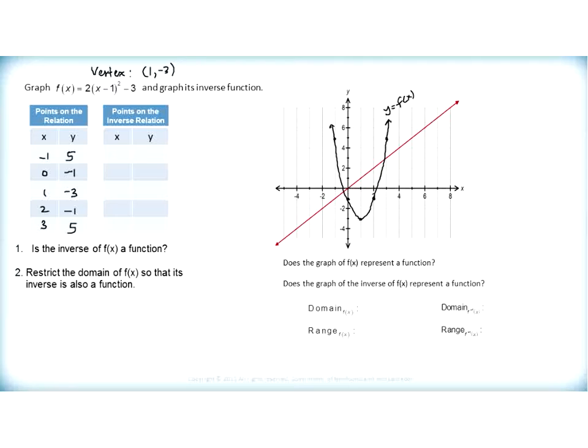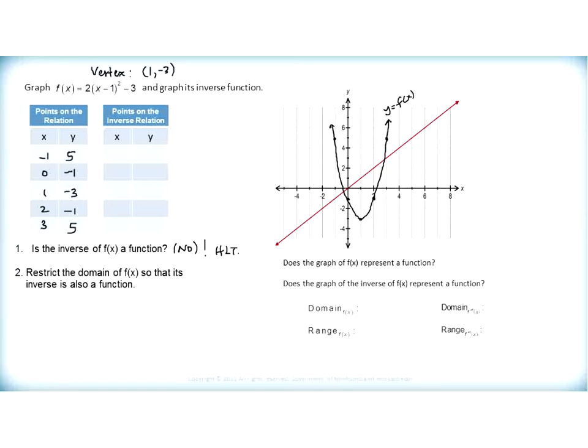Okay, let's answer some questions here. Is the inverse of f of x also a function? And the answer is no, the inverse is not a function. We know the inverse is not going to be a function because of the horizontal line test. Now we can also, of course, plot the graph for the inverse, and we'll do that. But the inverse is not a function.